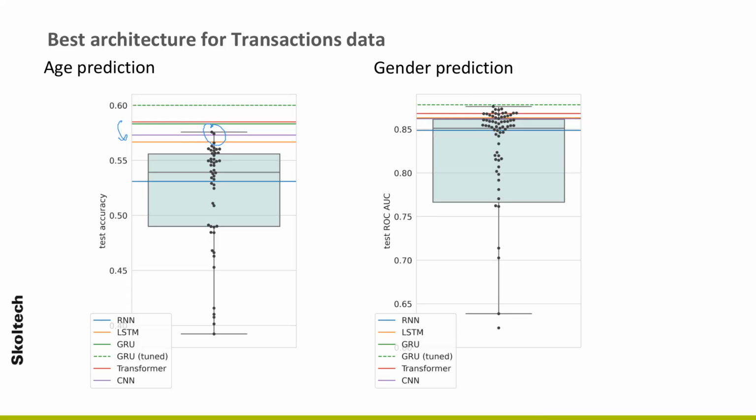If you consider a different problem, where you want to predict gender based on transactions data, then we have a slightly different situation. We see that there are some architectures that are better than the default ones, better than transformers, than GRU, and so on. But we can also see that hyperparameter selection is crucial. If we tune hyperparameters for GRU, we improve over all the new architectures we invent.